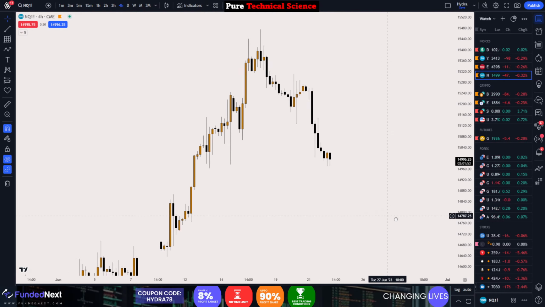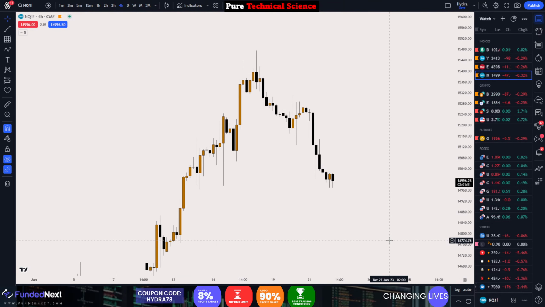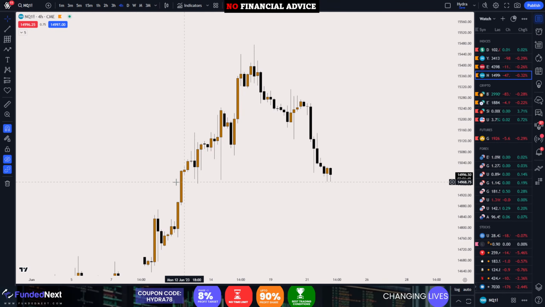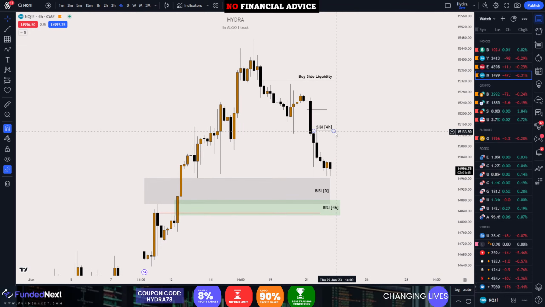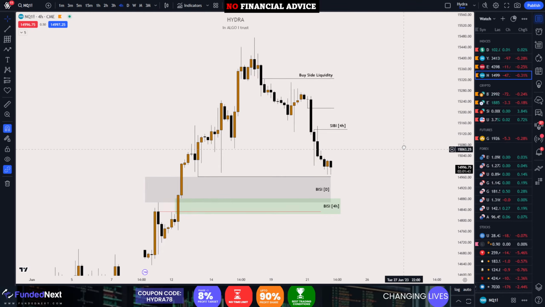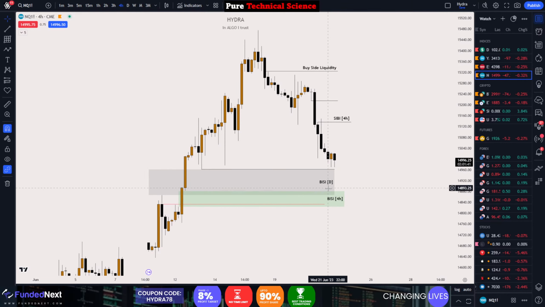So what do you see here? I'm on the 4-hour chart on the Nasdaq. We have our daily fair value gap somewhere here. I'm going to toggle up my drawings. So this is our daily buy side liquidity, sorry, daily BC fair value gap.